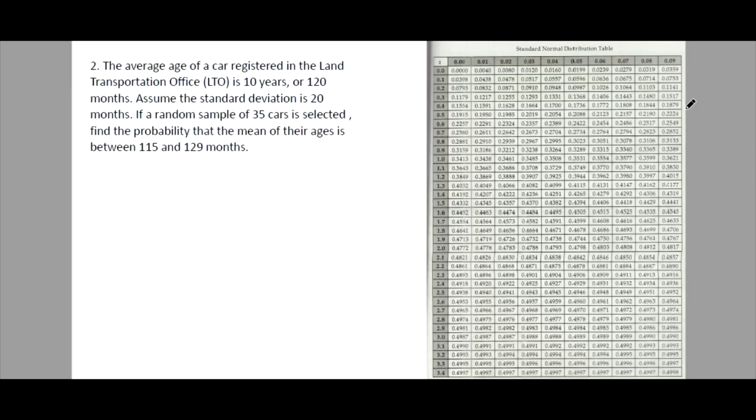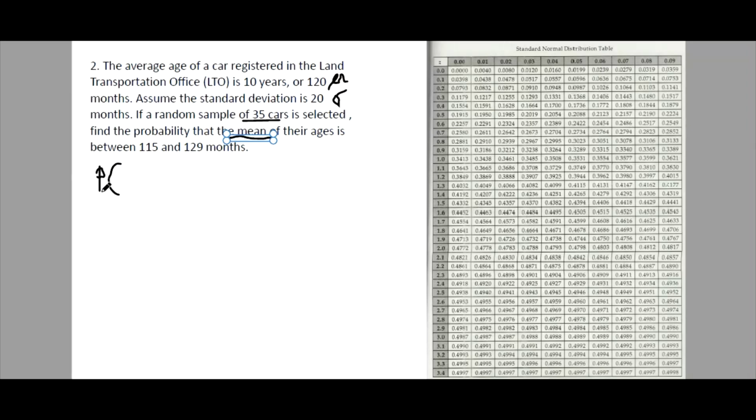Number 2. The average age of a car registered in the LTO is 10 years, or converted to 120 months, assuming the standard deviation is 20 months. If a random sample of 35 cars is selected, find the probability that the mean of their ages is between 115 and 129 months. So this time again, we're talking about the probability of the mean. So again, we'll use the central limit theorem with n equal to 35, and our mu is 120, and our standard deviation is 20.